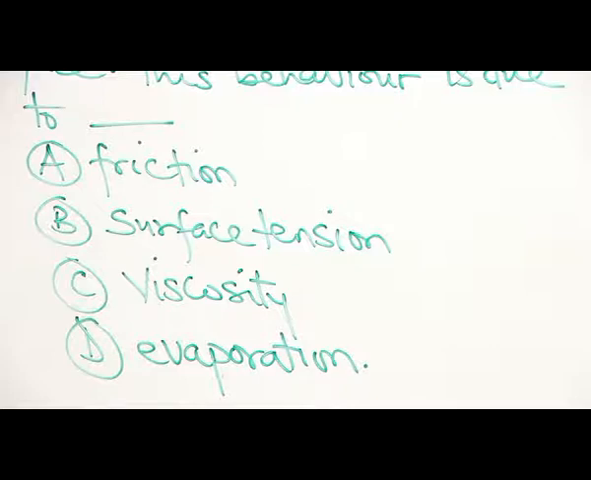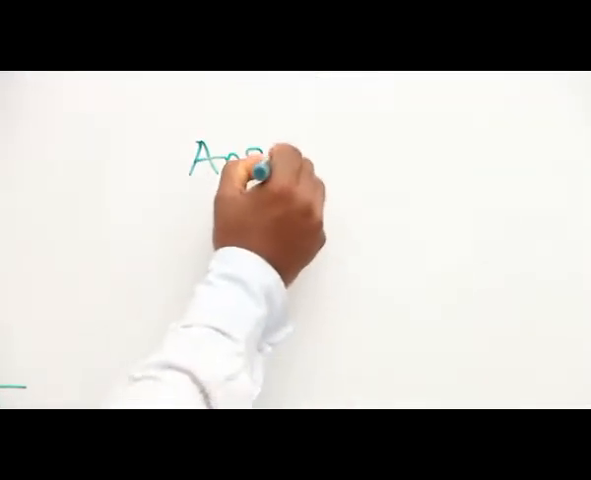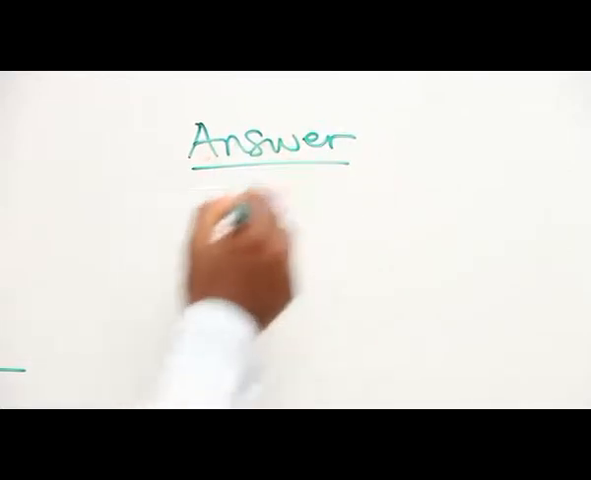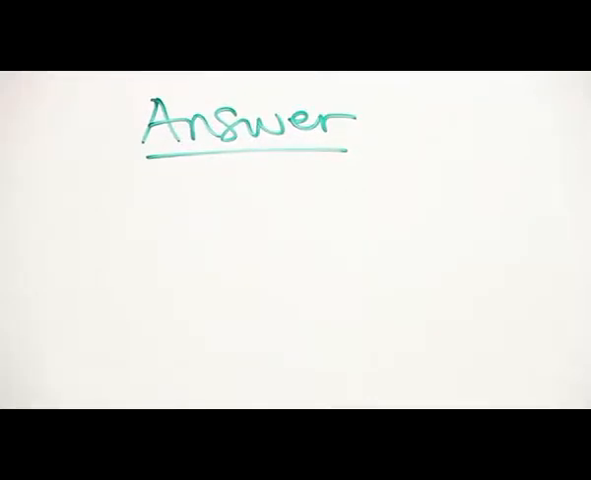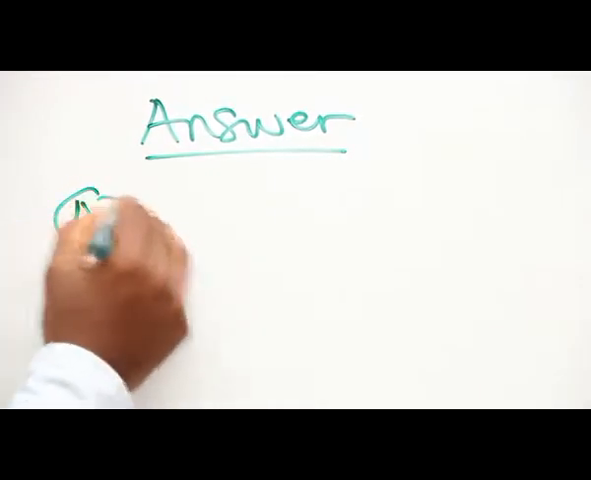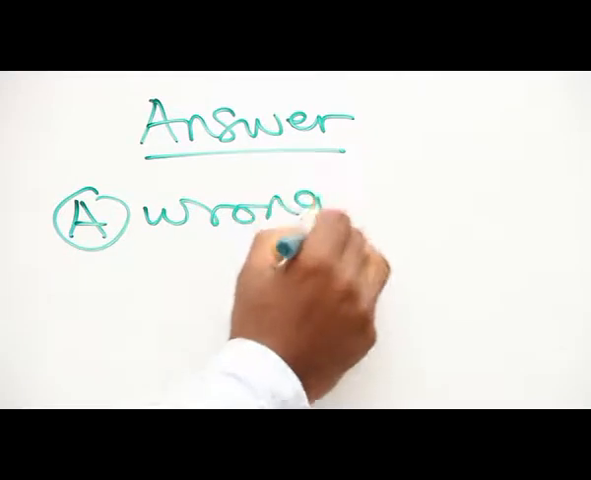Option A, we are told, is friction. Friction is the force that opposes the relative sliding motion of solid surfaces in contact. This time, it's not two solid surfaces we are considering. So A cannot be the right answer. A is wrong.